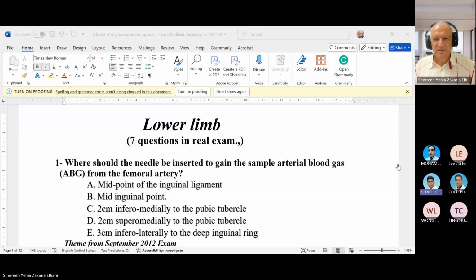After that, we have the lower limb. Before we start, has anyone applied for the January exam? Okay, do you see the lower limb now or do I need to share? I think I need to share. Now it's right, okay.